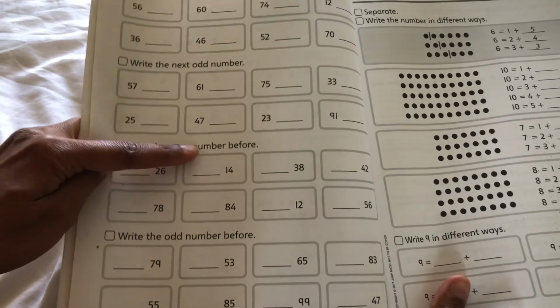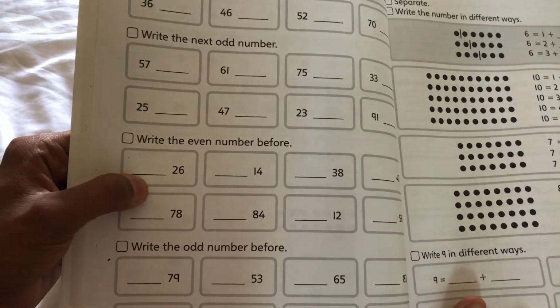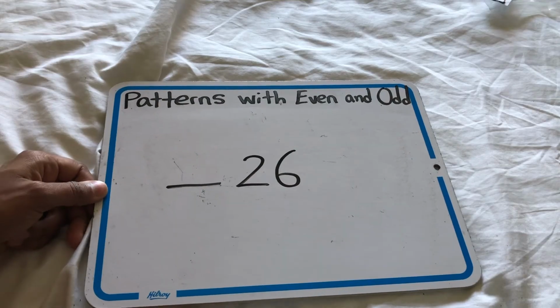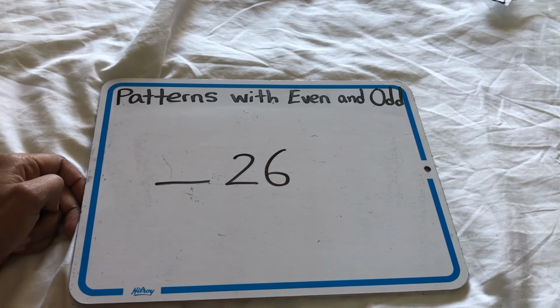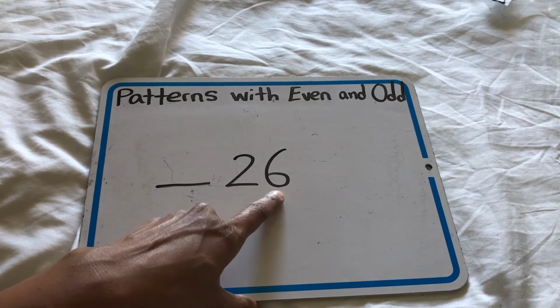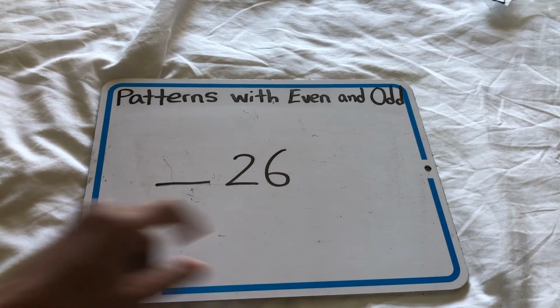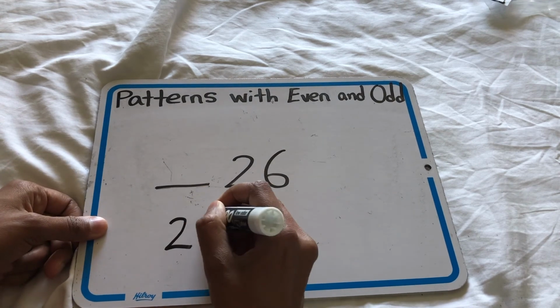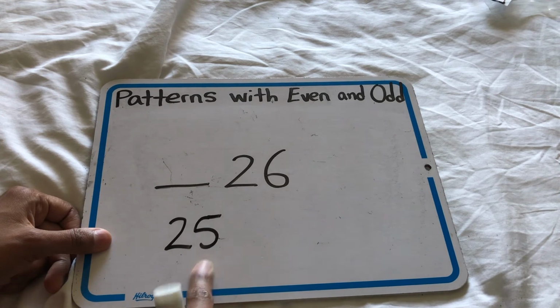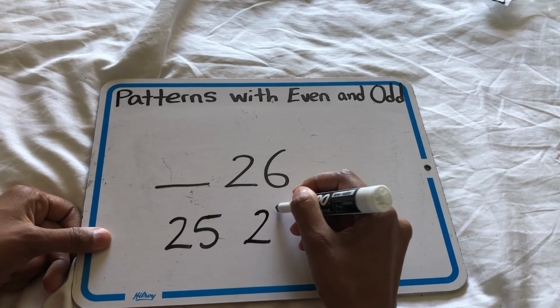Write the even number before. Here I have a line and then 26. Let's try this. So for this one, I need to count backwards. What number comes before 26? So I have 25. What number comes before 25? 24.